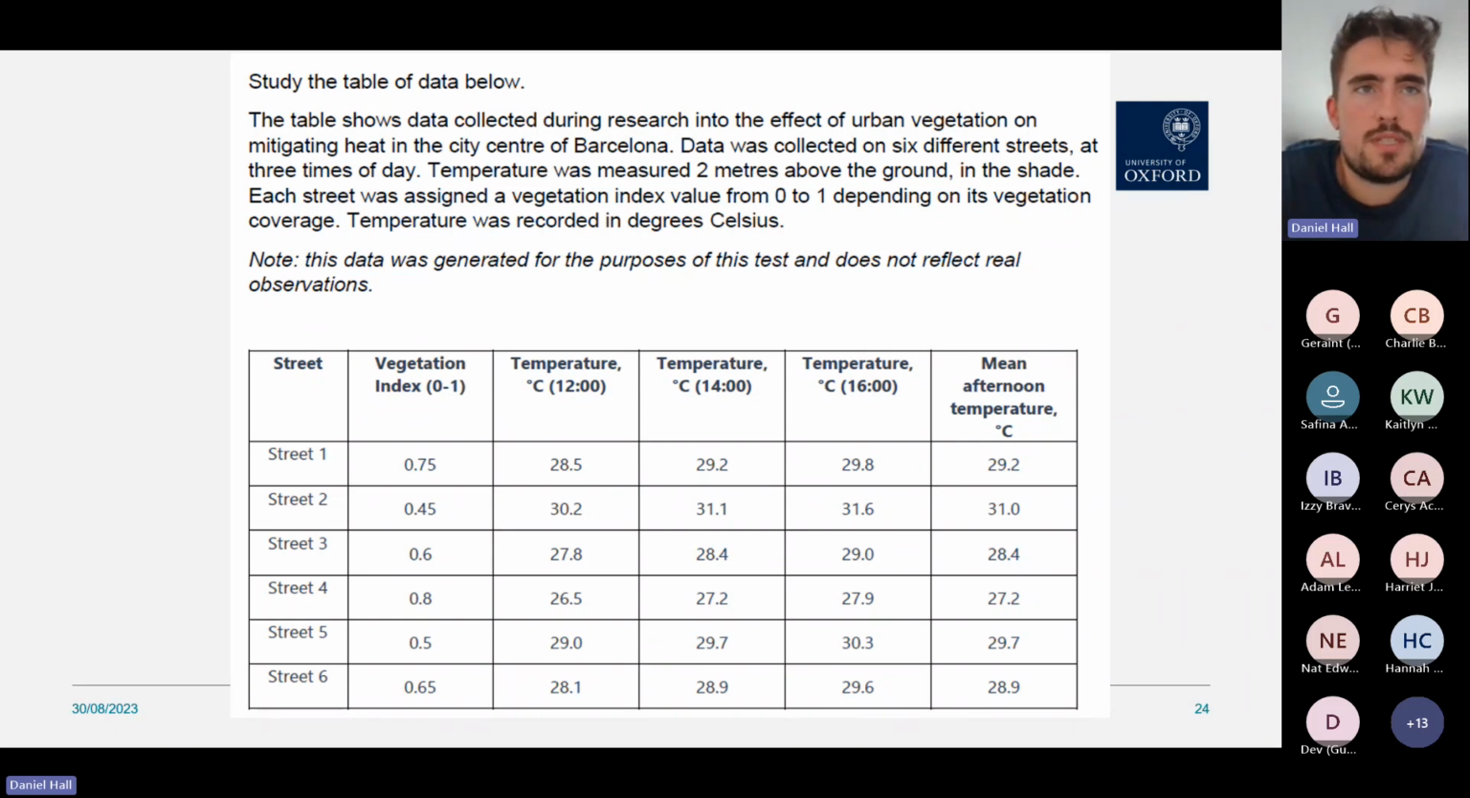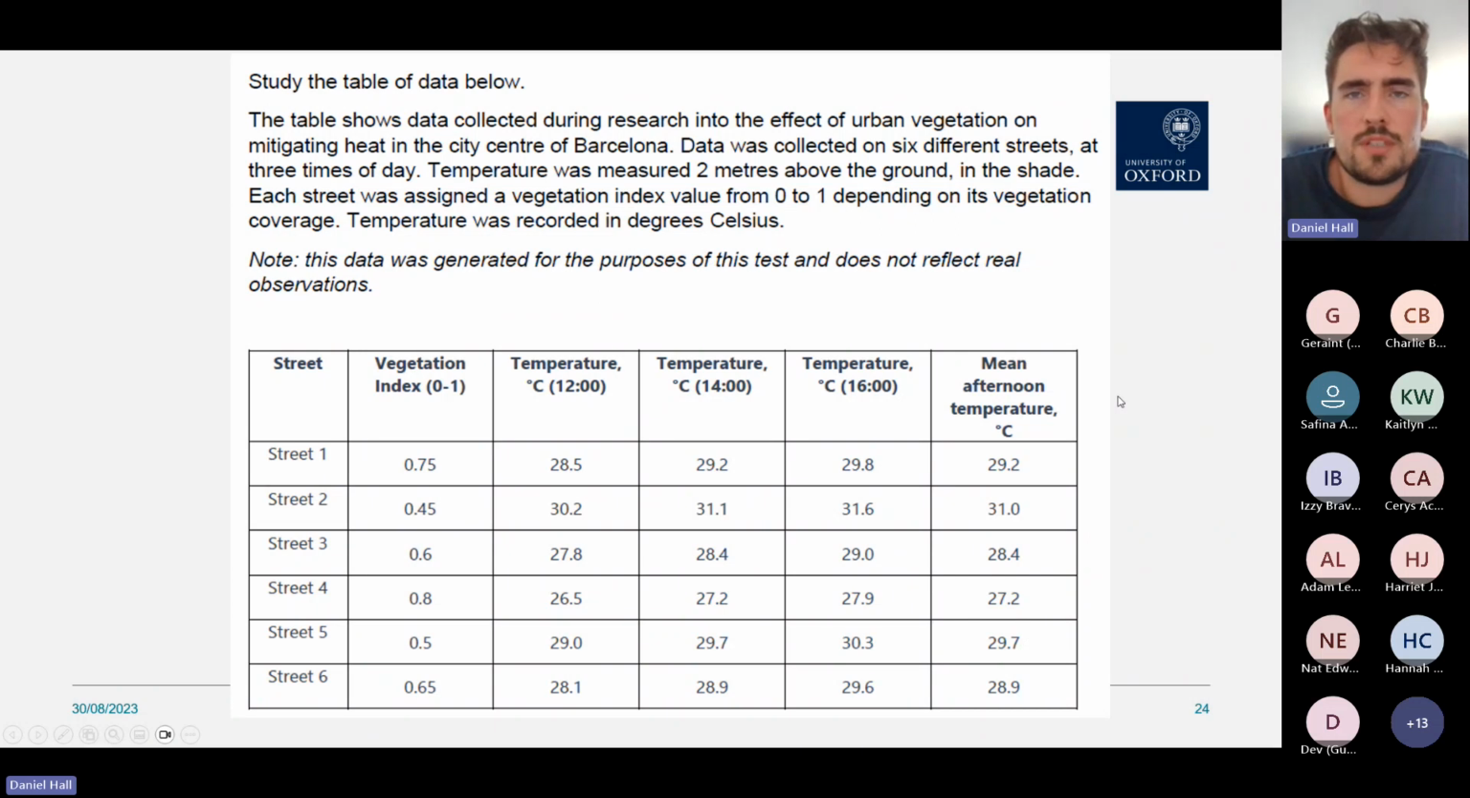So across the top, you've got the street vegetation index that's between 0 and 1, the temperature at 3 times a day. And then the column on the right is the mean afternoon temperature in degrees Celsius. 6 streets, and then the values for the vegetation index and the temperature, the temperature 3 times a day plus the mean temperature for each street.